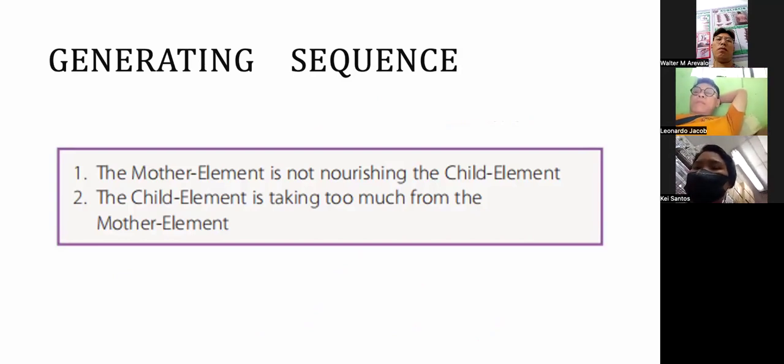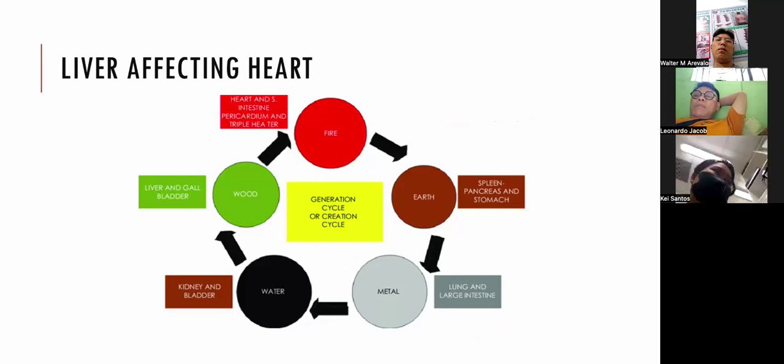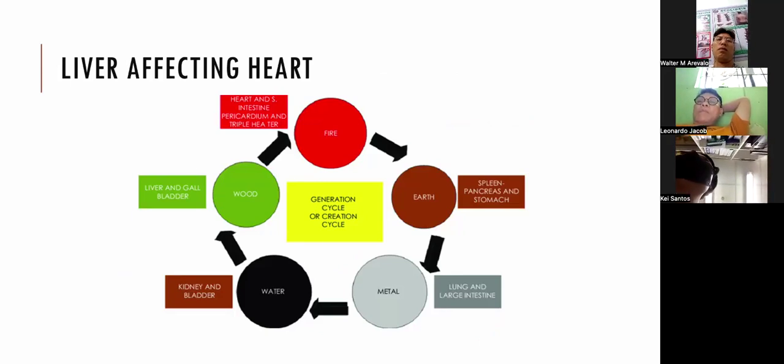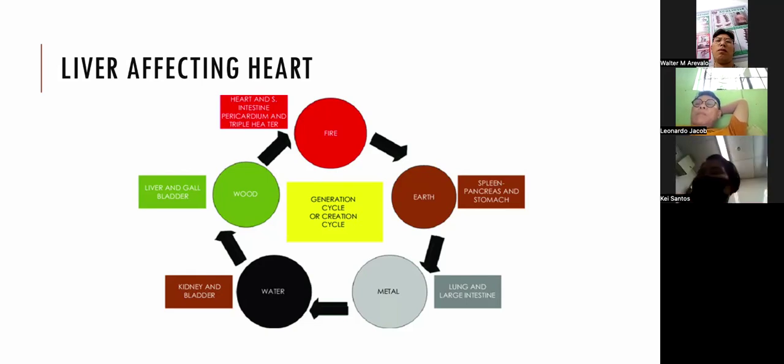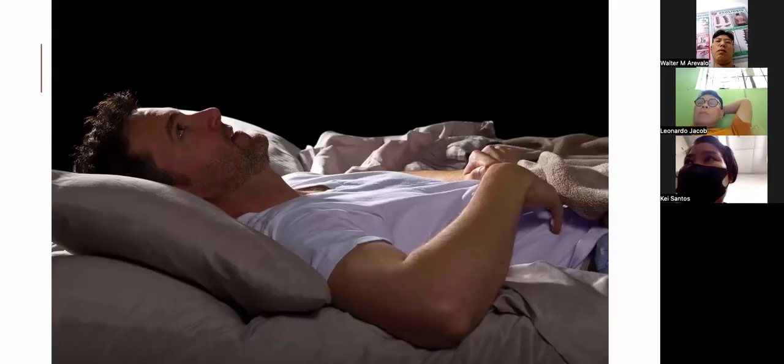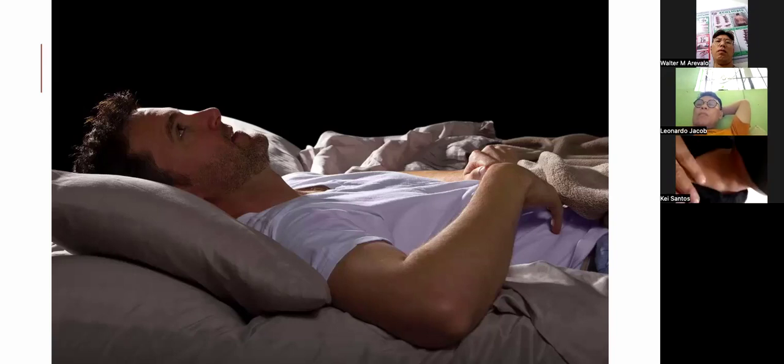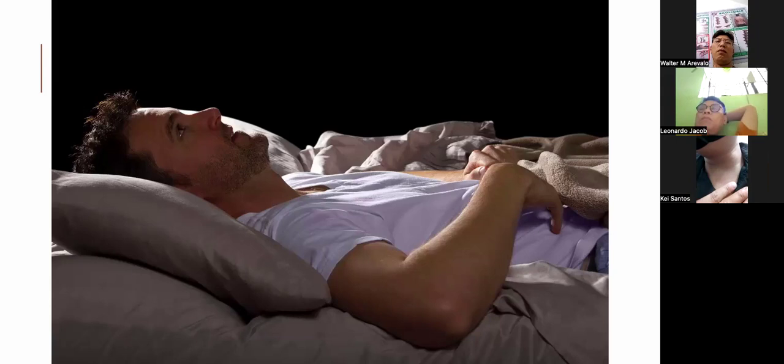The child element is taking too much from the mother element. The liver, or mother, affecting the heart, the child, happens when the liver fails to nourish the heart. It corresponds to the internal organ pattern of deficient gallbladder. Specifically, when liver blood is deficient, it often affects heart blood, which becomes deficient, and palpitations and insomnia ensue.